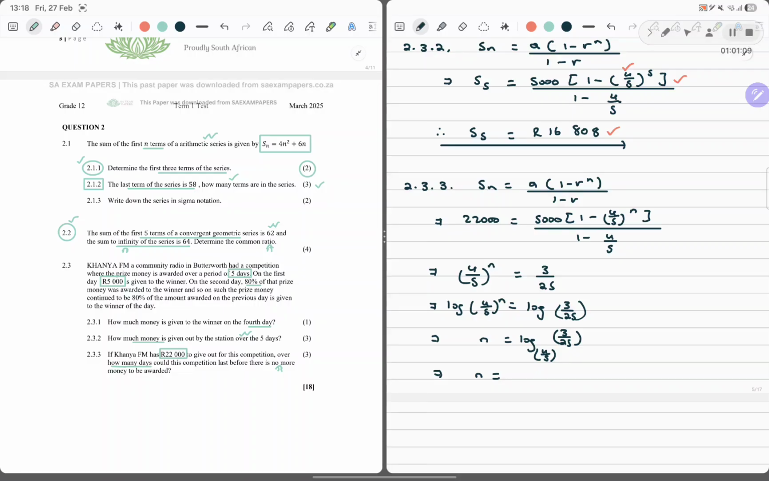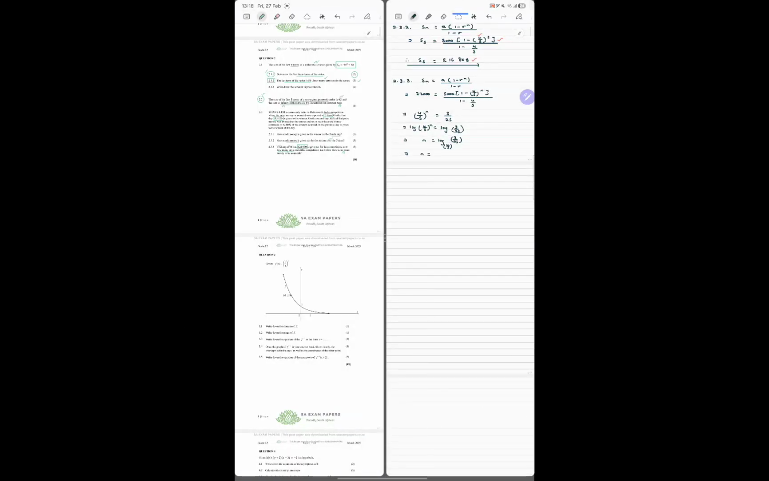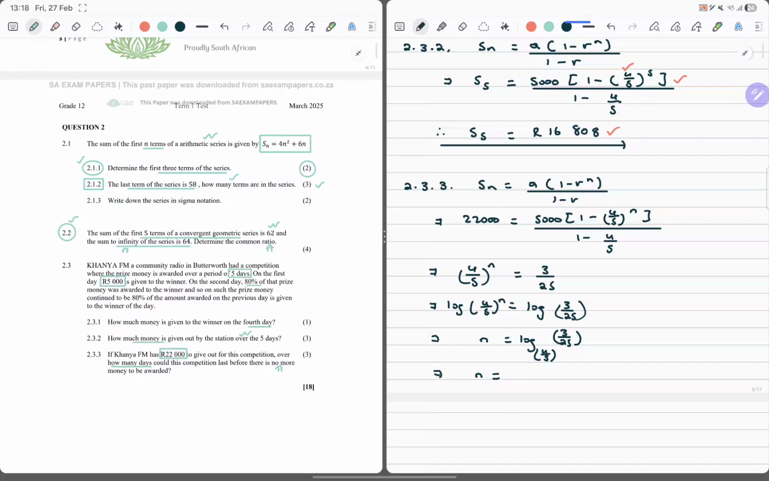What does it give us? It gives us, this tablet is going to drive me nuts. This is 9,501791666.